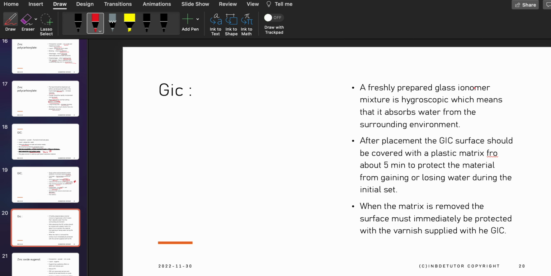So a freshly prepared GIC mixture is hygroscopic, which means that it absorbs water from the surrounding environment. That's why we need to protect it from exposure to the saliva. After placement, the GIC surface should be covered with the plastic matrix for about 5 minutes to protect the material from gaining or losing water during the initial set. When the matrix is removed, the surface must immediately be protected with the varnish supplied with the GIC.